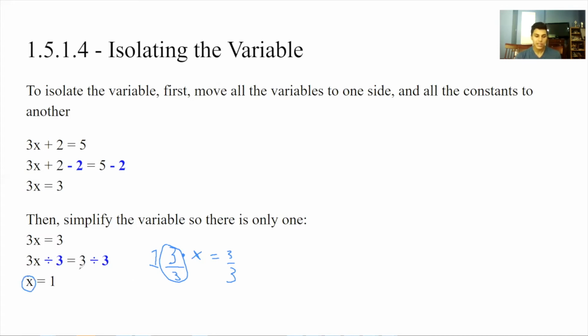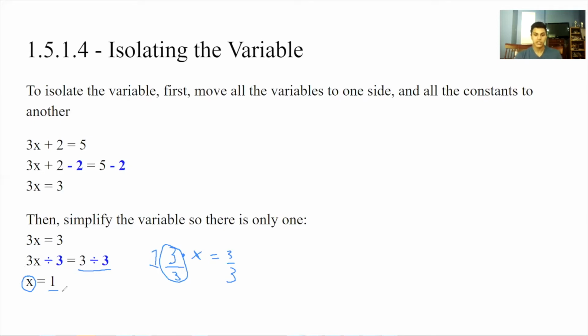And our last step is just to simplify this part of the equation. So 3 divided by 3 is 1. So now we've managed to get the equation down to x equals 1. And that's how we find the value of a variable. That's how we isolate it.